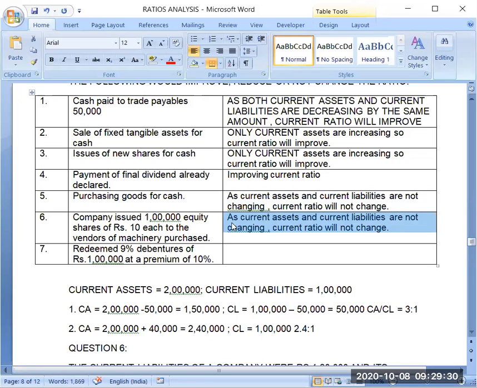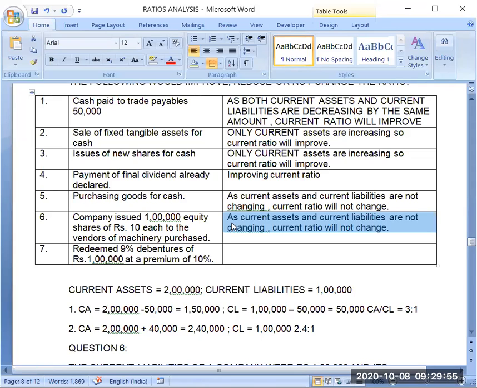So your current assets are also not changing, your current liabilities are also not changing. Now next is redeemed 9% debentures of rupees 1 lakh at a premium of 10%.